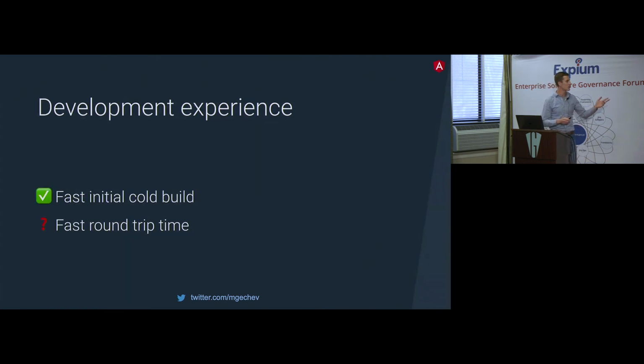All right, so Bazel has a fast initial cold build because of the disk caching, remote caching, and remote build execution. What about fast round trip times, or the time from saving a file to updating the user interface in our browser?